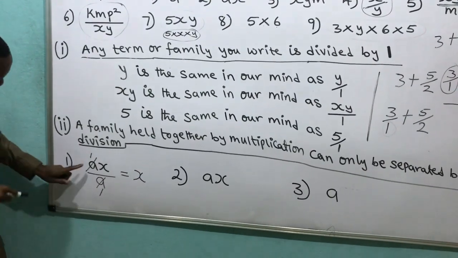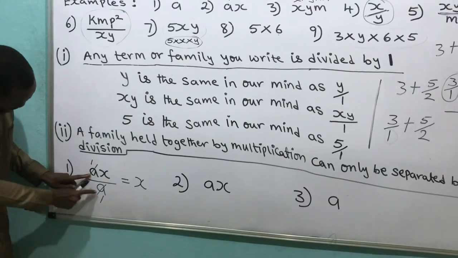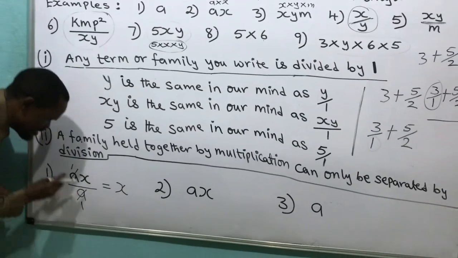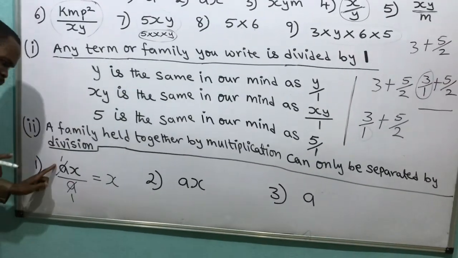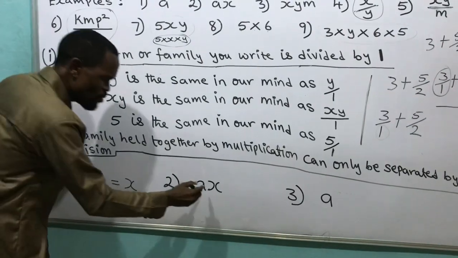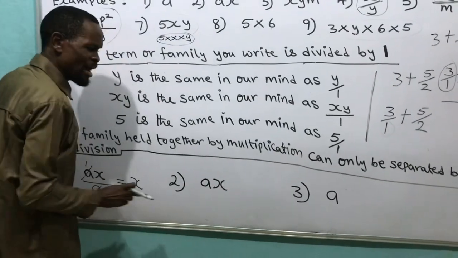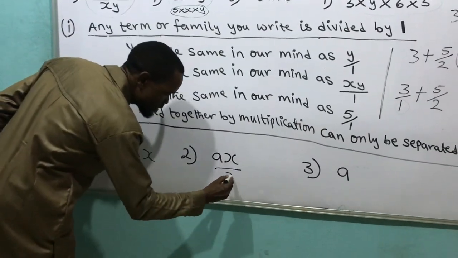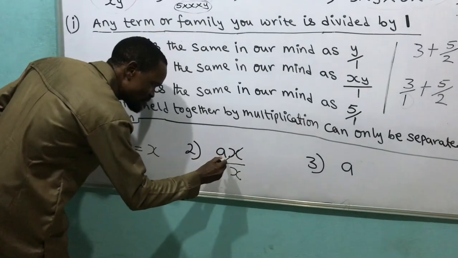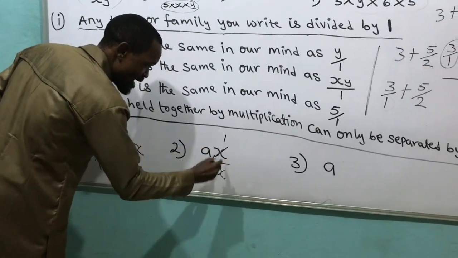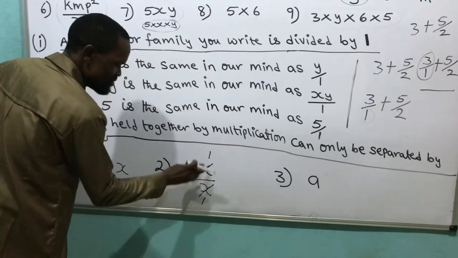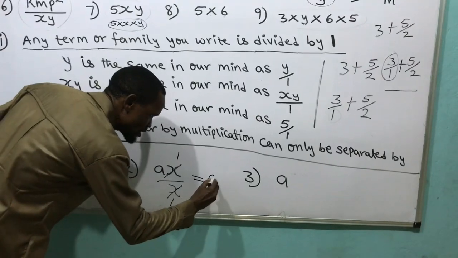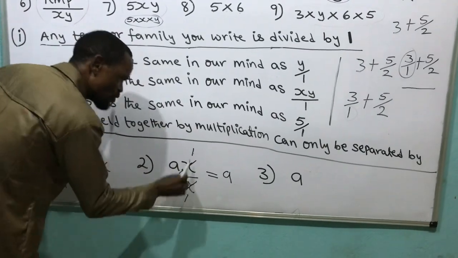I'm coming again. A divided by itself gives me 1. A divided by itself here gives me 1. 1 divided by 1 here will give me 1. And 1 times X will give me X. I come over here. How can I remove X from this family? I want to separate X from this family. I will divide it by X. Then X divided by itself will give me 1. And X divided here will give me 1. 1 divided by 1 will give me 1. 1 times A will give me what? A.